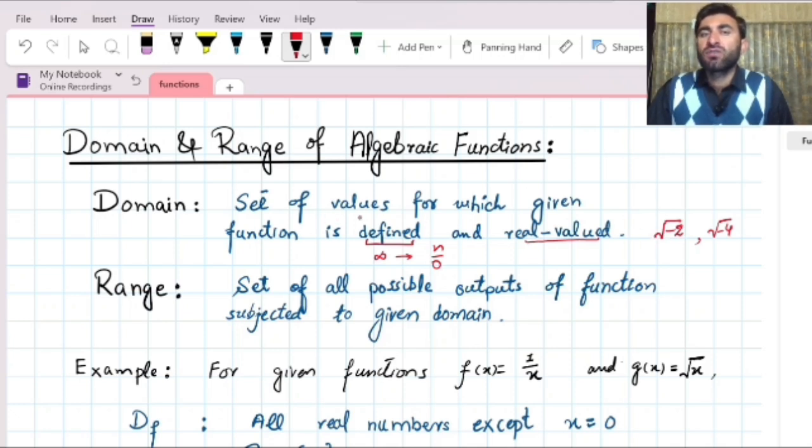So the set of values for which a function is not undefined and not complex is the domain. What is the range? The range is the set of all possible outputs of the function subject to the given domain, because the domain can vary with the function, so the range can also change with the domain.